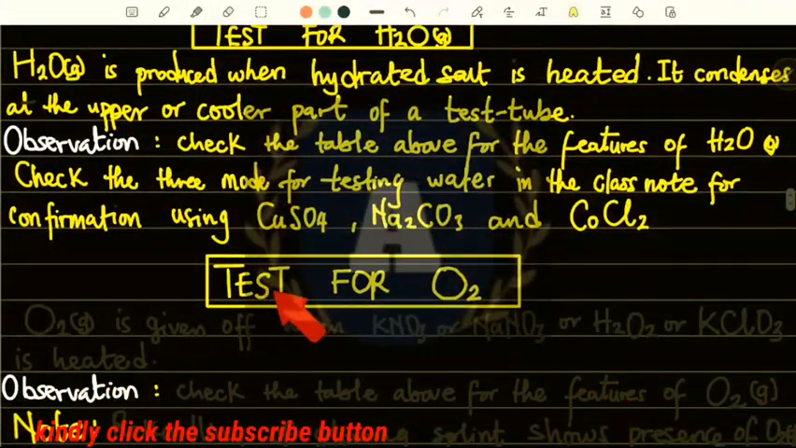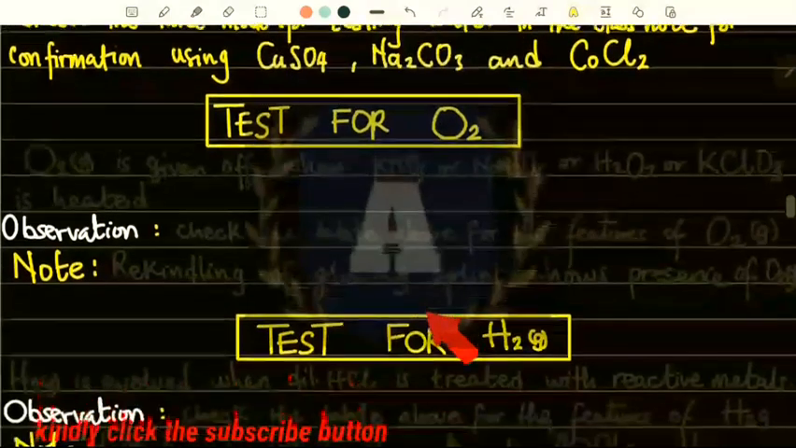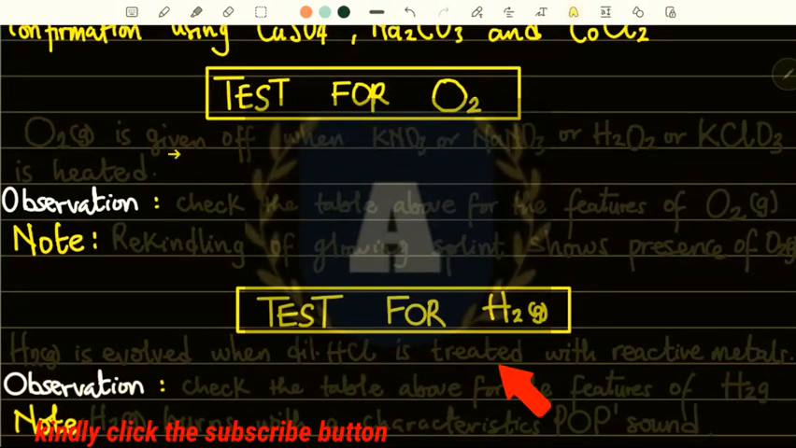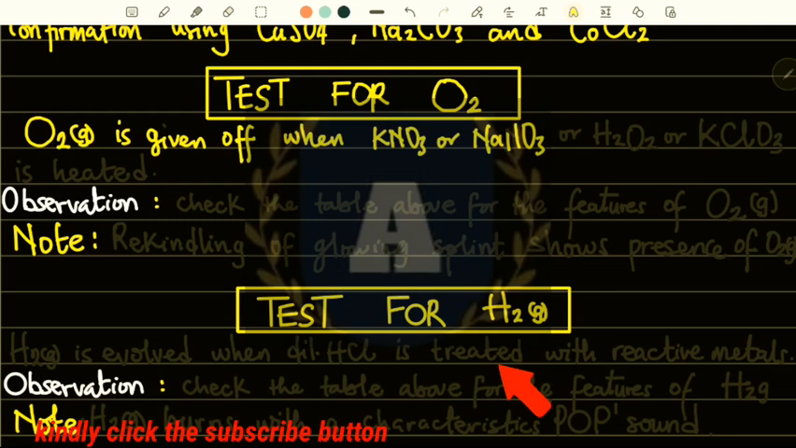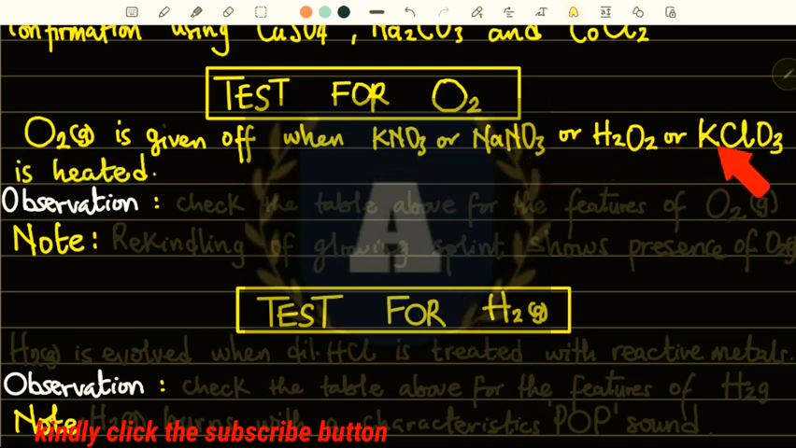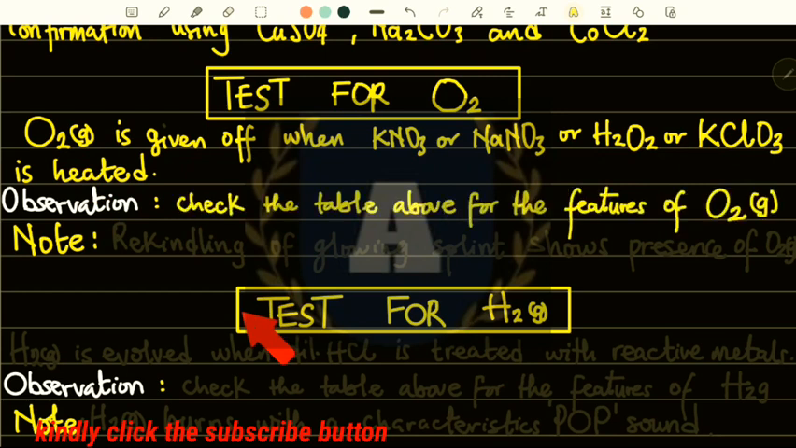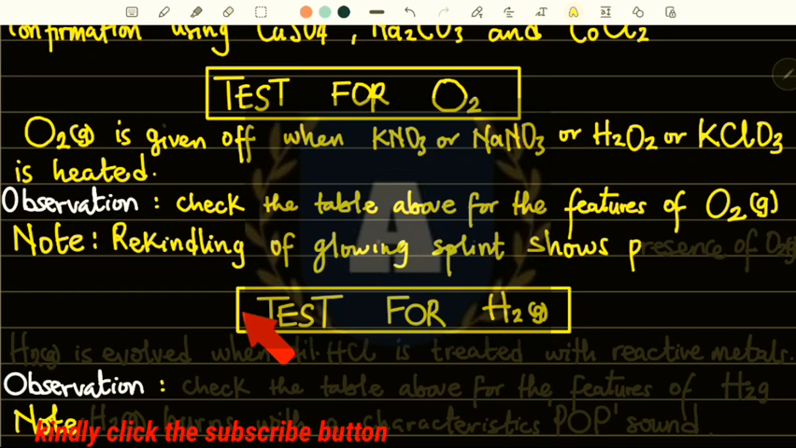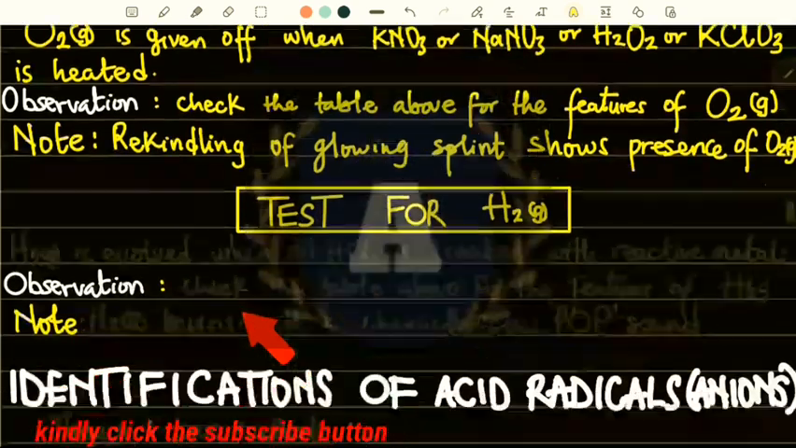Okay, so now test for oxygen gas. How do we test for oxygen gas? Oxygen gas is given off when potassium trioxonitrate(V), sodium trioxonitrate(V), hydrogen peroxide, or potassium trioxochlorate(V) is heated. When any of these are heated, oxygen gas will be liberated. So we already know that oxygen gas is a colorless, odorless gas and has no action on litmus. How do you confirm that oxygen gas has been formed? It rekindles a glowing splint. It rekindles a glowing splint, which shows the presence of oxygen gas.